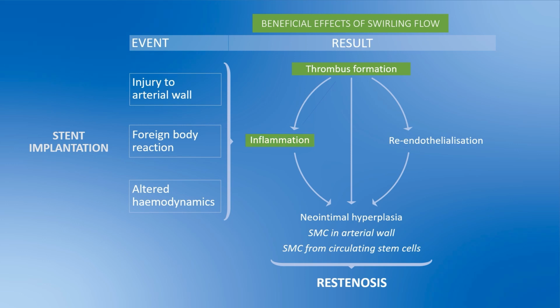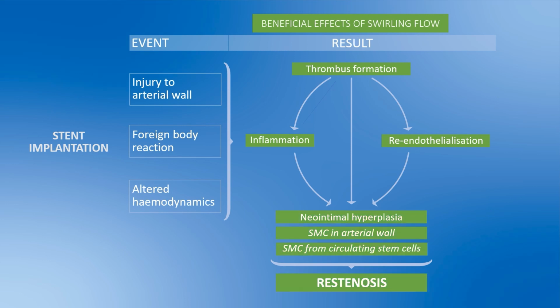Inflammation is a major driver of restenosis and occurs following the foreign body reaction, following thrombus formation, and because leukocytes are attracted to repair tissue. High wall shear reduces both inflammation and thrombus formation. A healthy endothelium is essential for the normal functioning of an artery, and wall shear has a direct effect on the endothelial cell. High wall shear results in healthy cells and promotes early coverage of the stent.